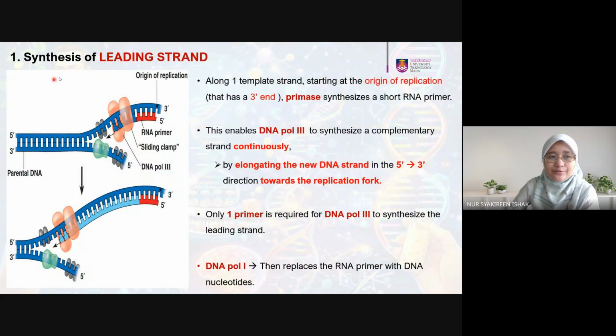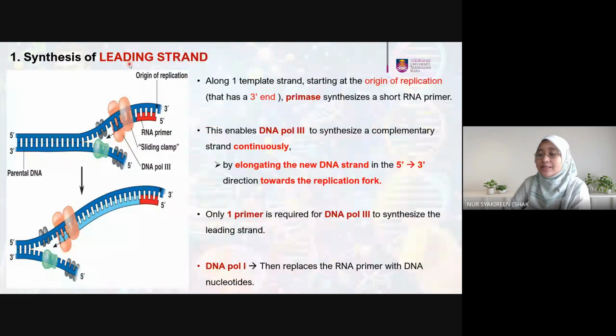Okay, let's look first at the synthesis of the leading strand. Along one template strand, starting from the origin of replication, that has a 3' end, the DNA primase, or the primase, synthesizes a short RNA primer.